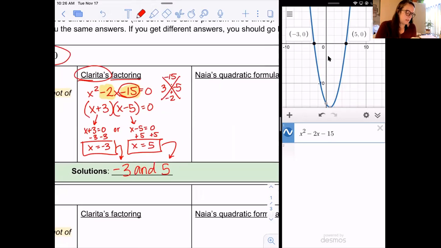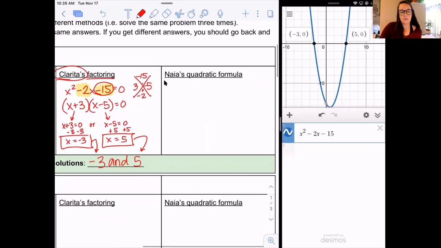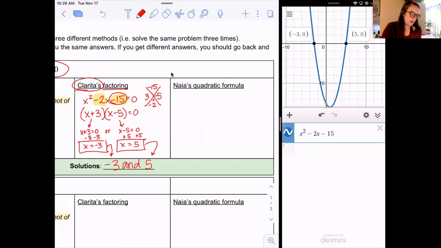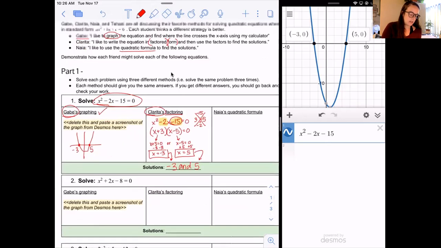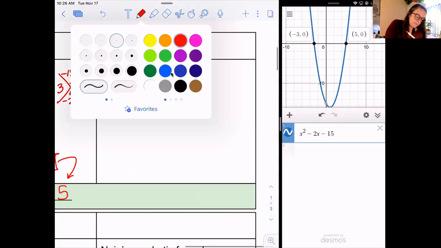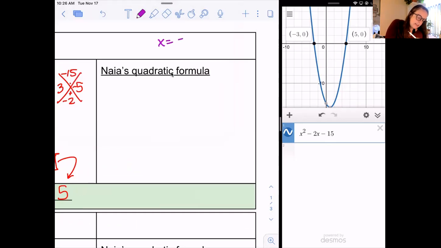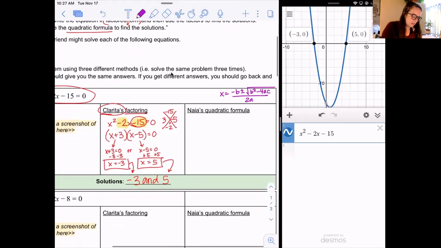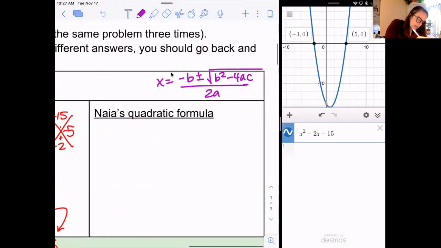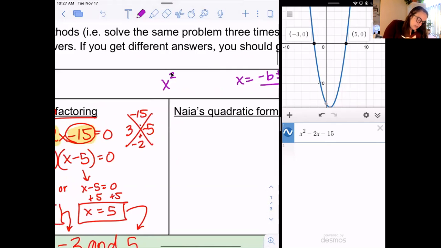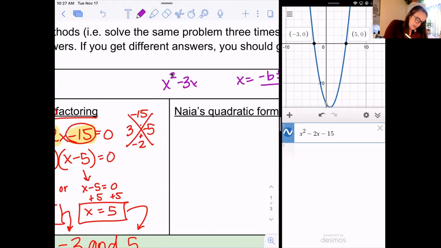All right. Finally, I'm going to go to Naya's quadratic formula. So their way of solving it is the quadratic formula. Remember the quadratic formula: x is equal to -b plus or minus the square root of b squared minus 4ac, all over 2a. Cool, so I need to remember a, b, and c from this. I'll write it down again here, x squared minus 2x minus 15.